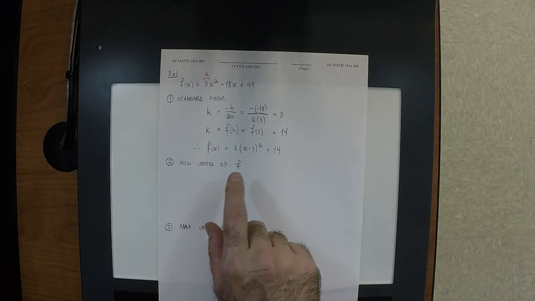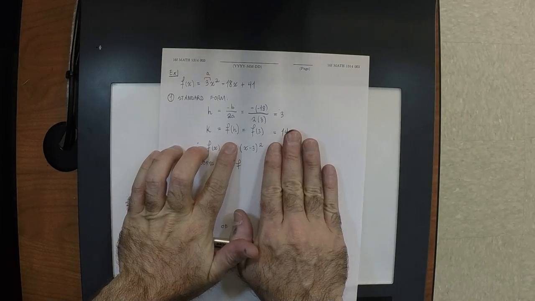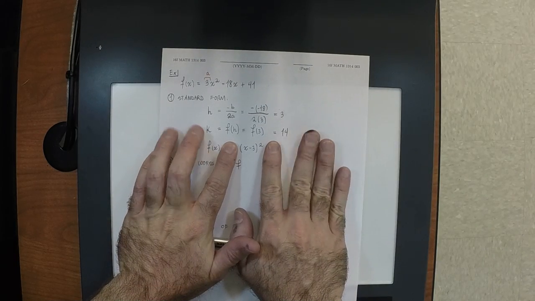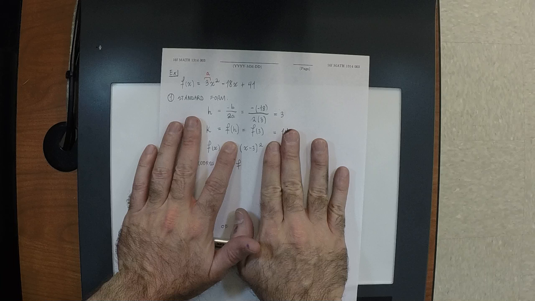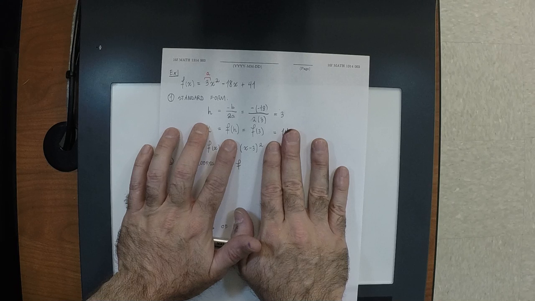So let's look. How about just this for a moment? What is the smallest that that could ever be? 0, right? Because you're squaring something. So if what you're squaring is positive, then the result is positive. If what you're squaring is negative, the result is positive. So the smallest that this thing in between my index fingers can ever be is 0, and that's at 3.